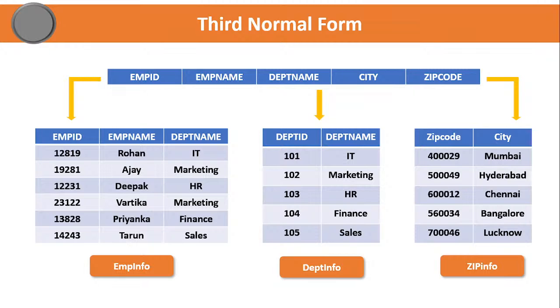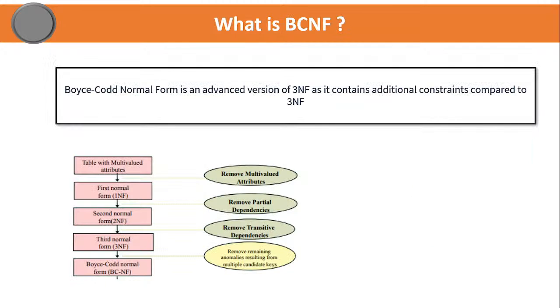So in this way, you can use the third normal form to perform the normalization using the 3NF characteristics. Alright, let us now move into the final normalization, which is BCNF.